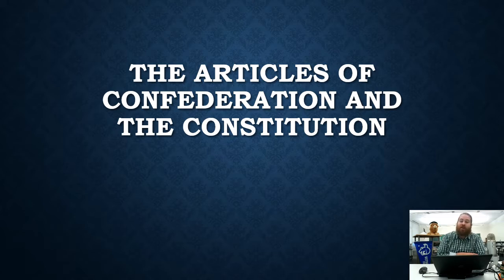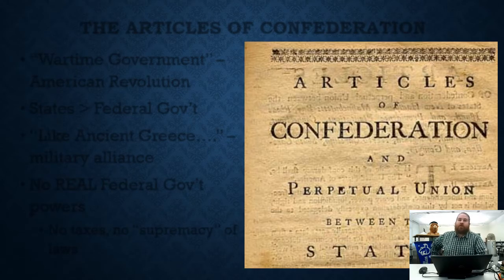This is e-learning with Mr. Moeller, and so today we're going to talk about the Articles of Confederation and the Constitution, how it relates to our discussion of federalism, and some other key topics. So, as you guys should remember from last year, the Articles of Confederation is the wartime government, the first government that the United States of America ever had.